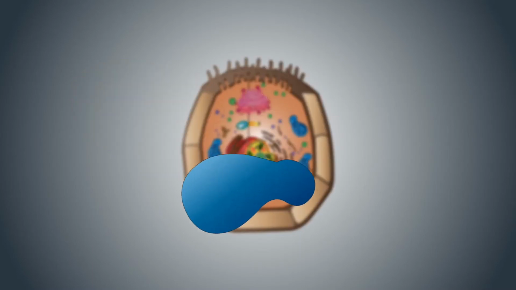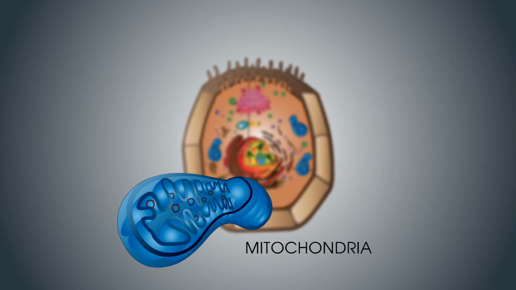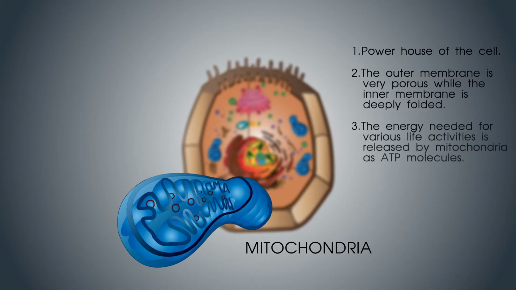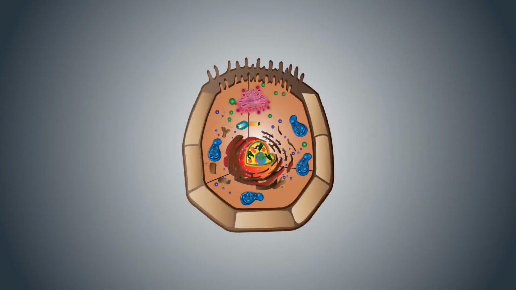Mitochondria. Mitochondria are known as the powerhouse of the cell because they are responsible for providing the cell the energy it needs. The outer membrane is very porous while the inner membrane is deeply folded. These folds create a large surface area for ATP-generating chemical reactions. The energy needed for various life activities is released by mitochondria as ATP molecules. They are able to make their own proteins.